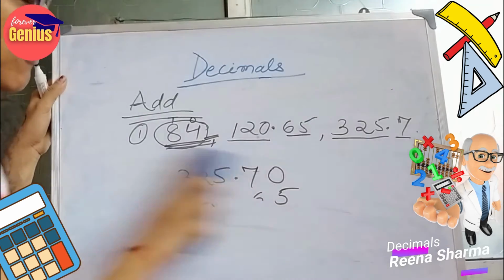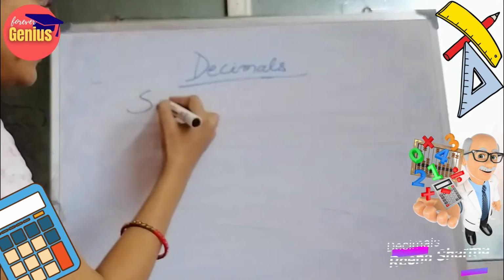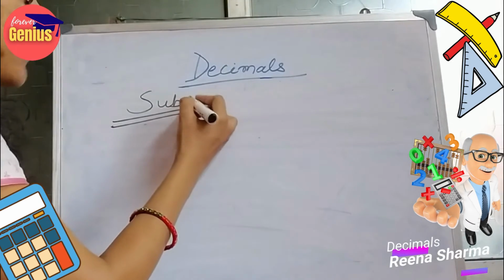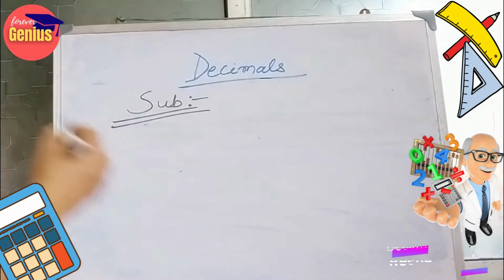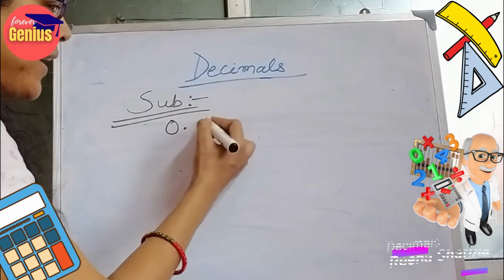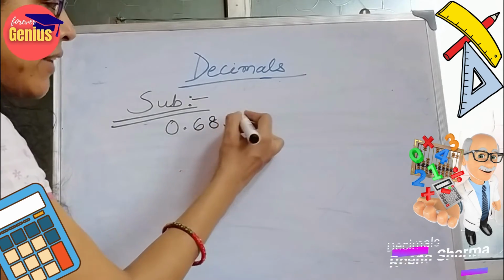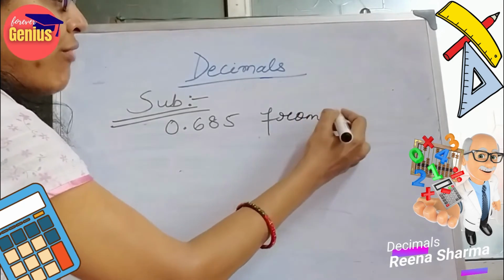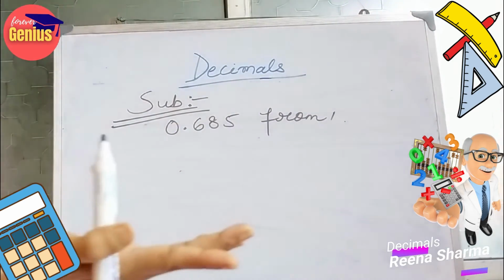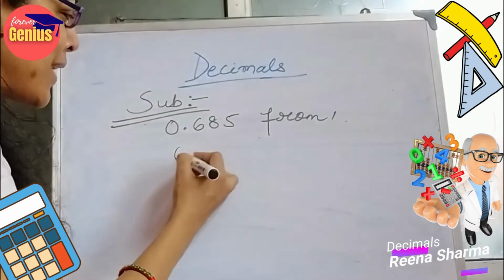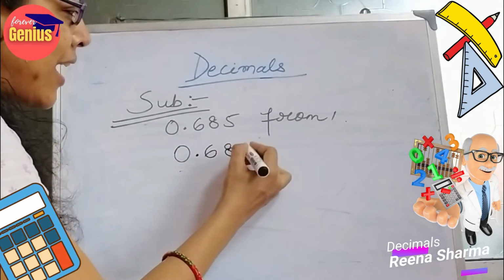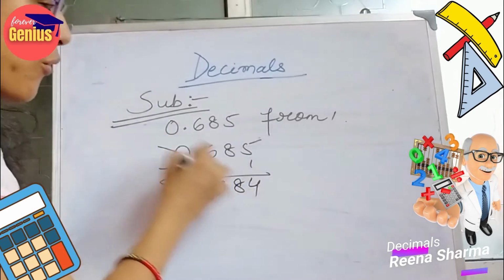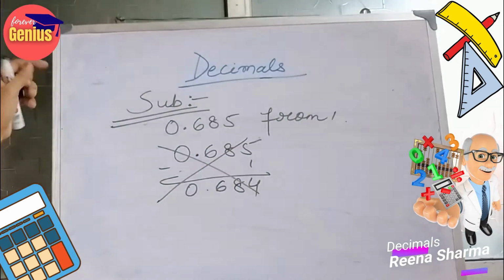Now let's see the concept of subtraction. The same way, we have to understand what is subtraction. If a number is given to you, like 0.685, means subtract 0.685 from 1. Again, what my students do, you know? They just write it like this and write 1 here and do the subtraction. But no, this is again totally wrong.